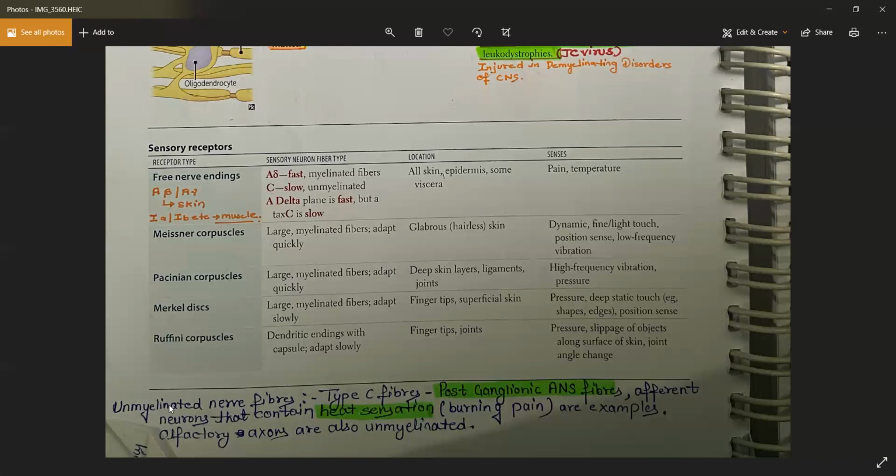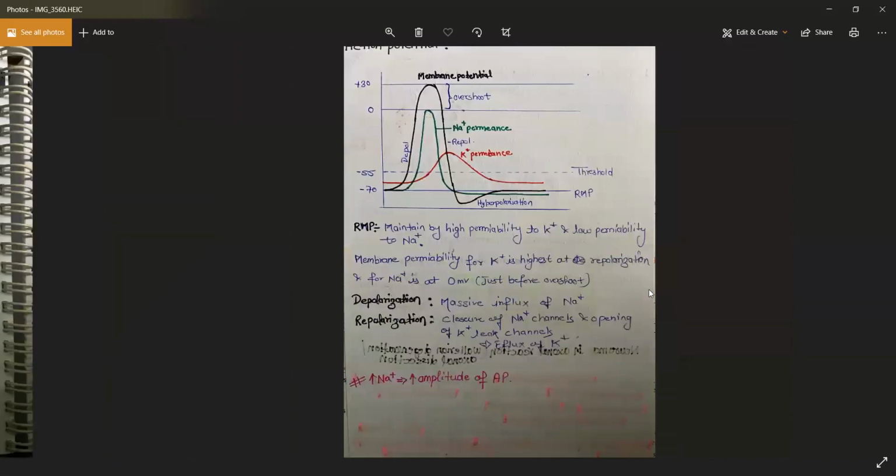Okay, thank you. What they can ask you about is the fibers, not receptors, but the fibers. And we discuss the fibers now.